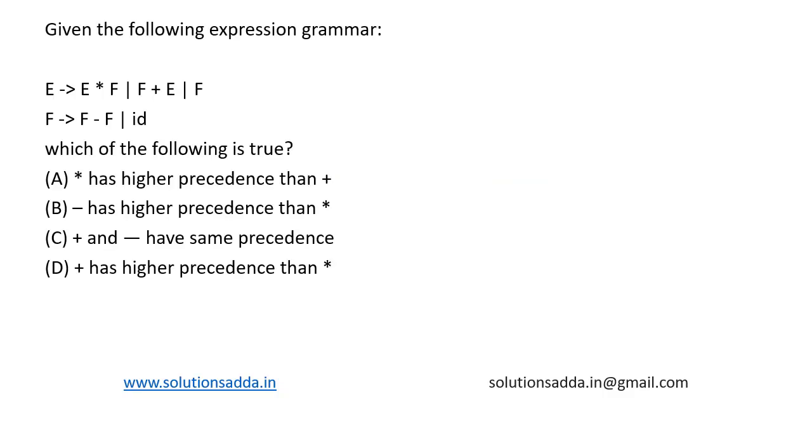This is a question from compiler design. Given the following grammar, E derives E star F or F plus E, F derives F minus F or ID. Which of the following is true? This is asked regarding the precedence. So the basic thumb rule is that the operator at lower level has higher precedence.